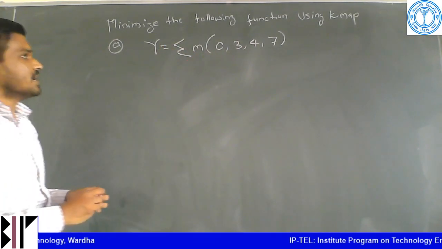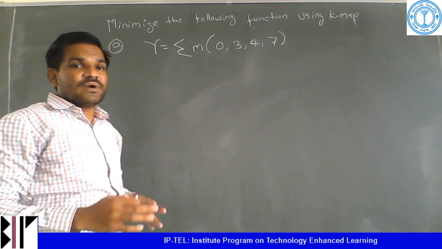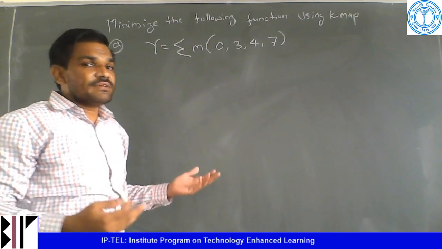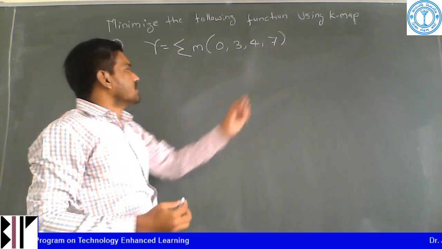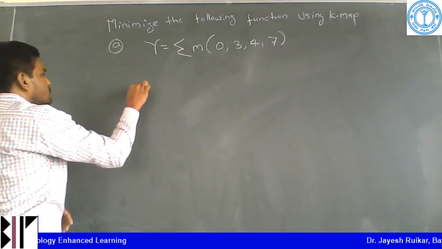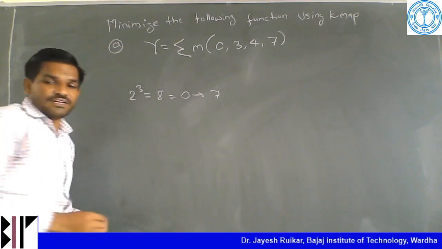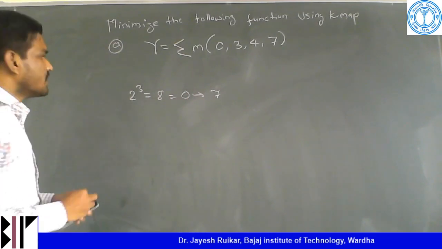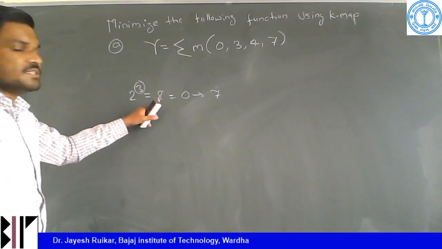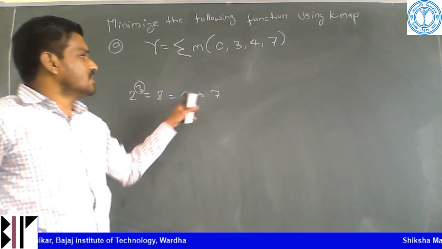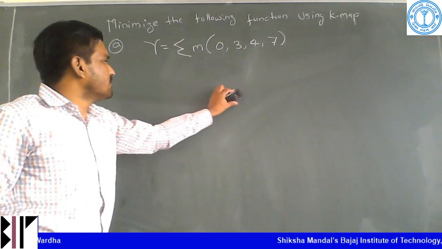By looking at the last min-term, that is 7, we require a 3 variable K-map. Why a 3 variable K-map? Because the decimal number 7 is given. 2 raised to 3 is equal to 8, that means 0 to 7. That's why we require a 3 variable K-map. This 3 represents the number of variables. 2 raised to 3 means 8, and 8 means 0 to 7, so it can cover all the min-terms from 0 to 7.